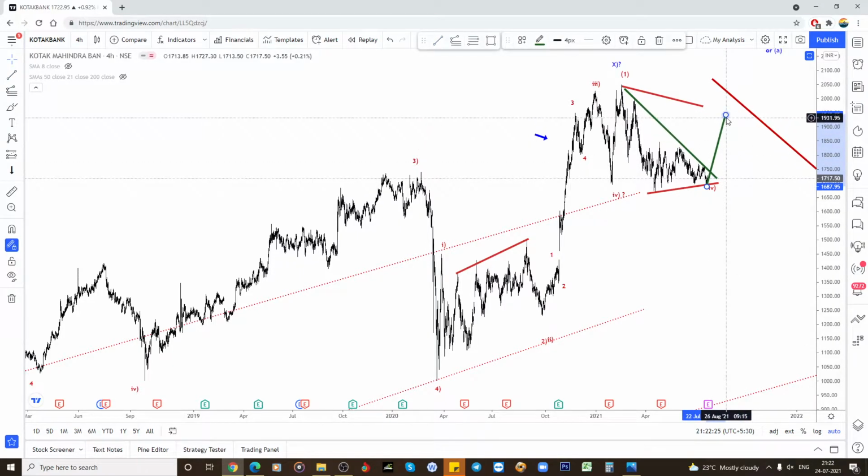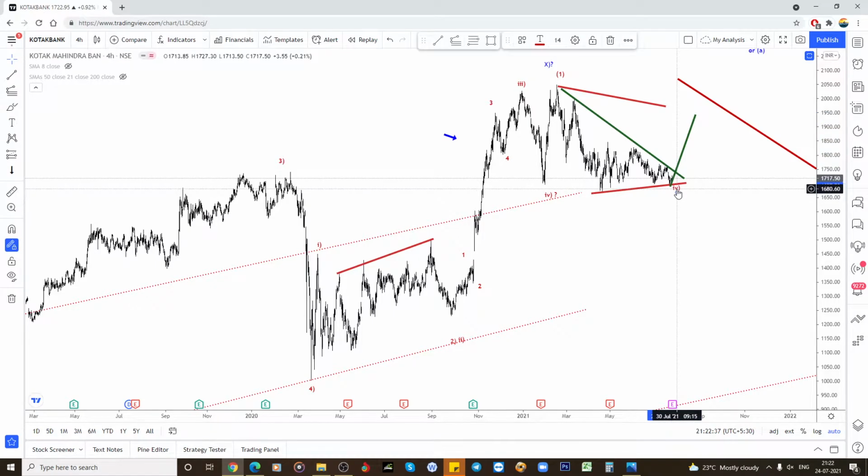At least 150 points. Minimum is 150 points. If we enter above this 1775, if it is in 1900 also, it's 125 to 150 points we may get. It's just enter and exit, that's it.